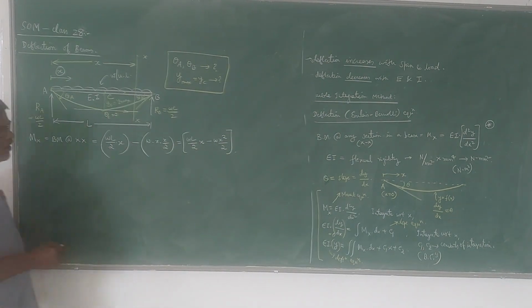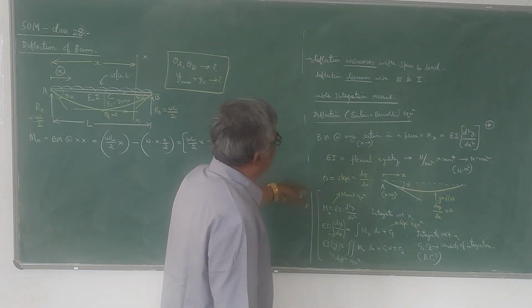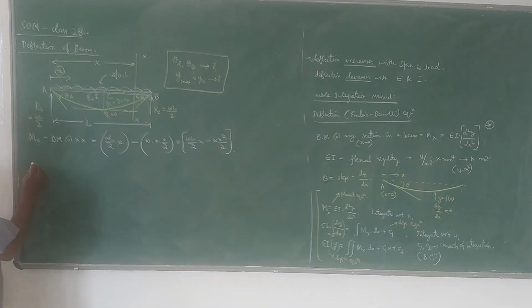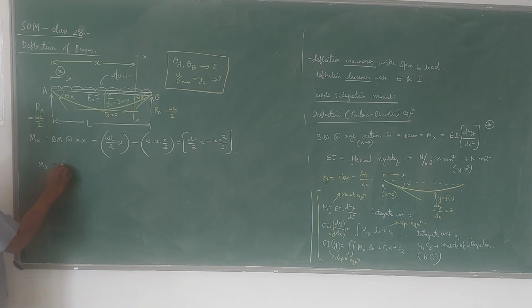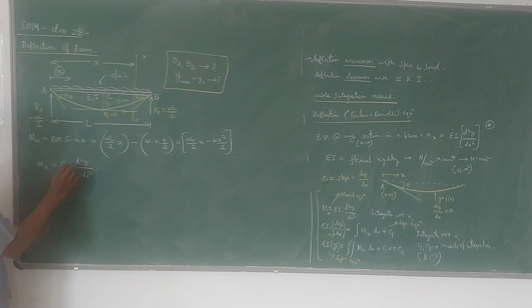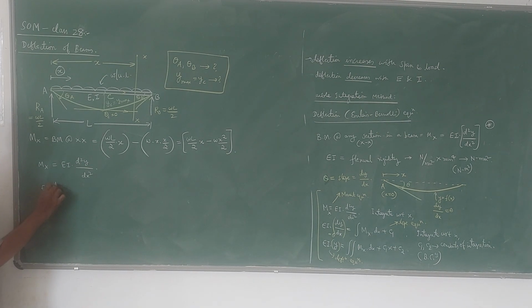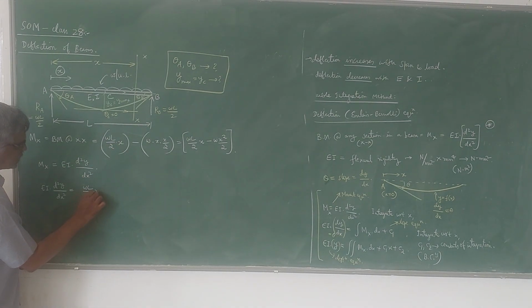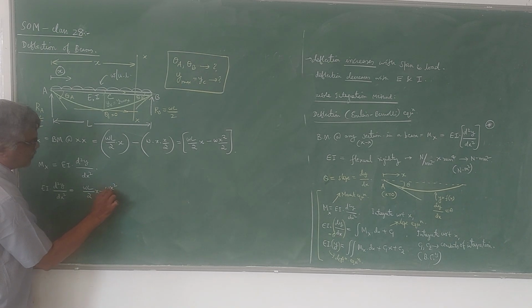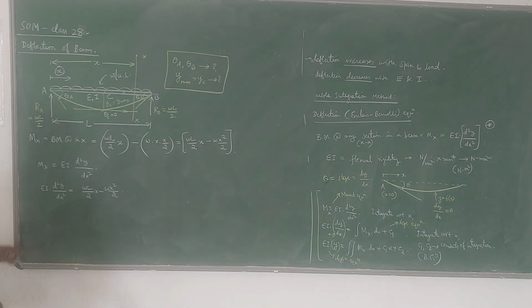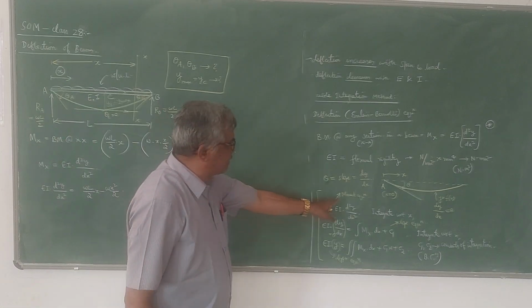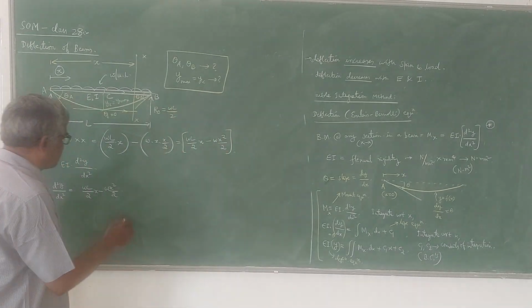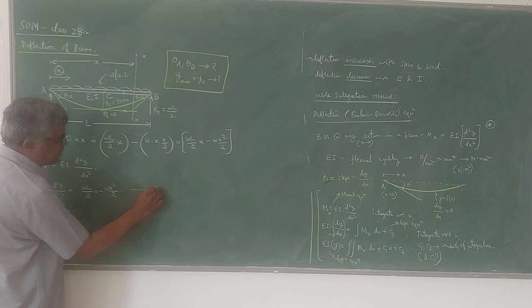So therefore, according to Euler's theory, Mx is equal to EI into d square y by dx square. Now therefore I can write EI into d square y by dx square is equal to Mx. Mx is this, WL by 2 x minus W x square by 2. So this is the bending moment equation or the moment equation. We can call this equation 1.